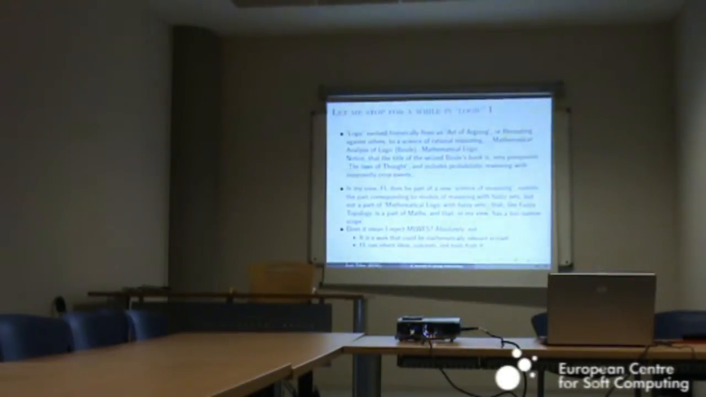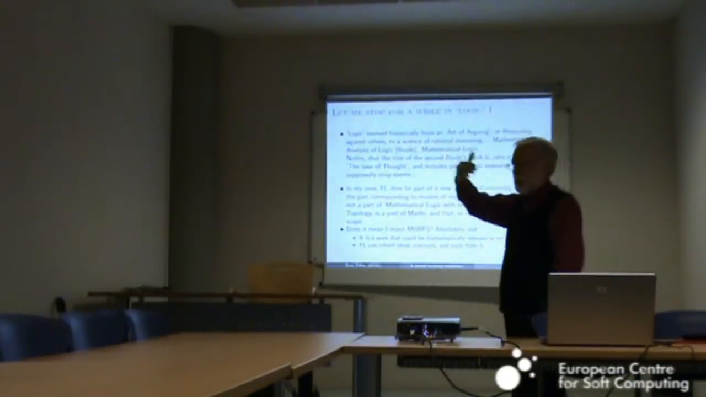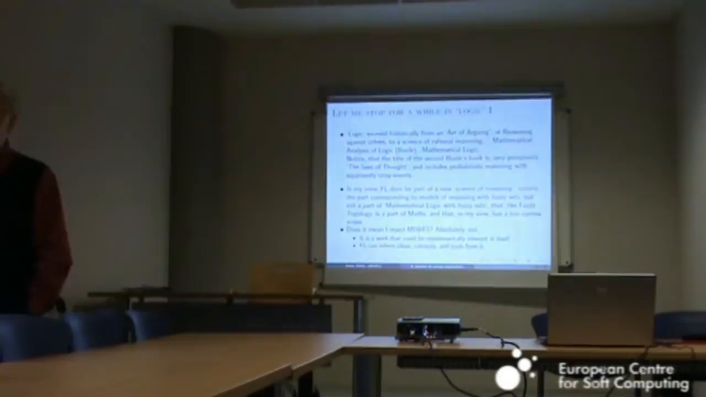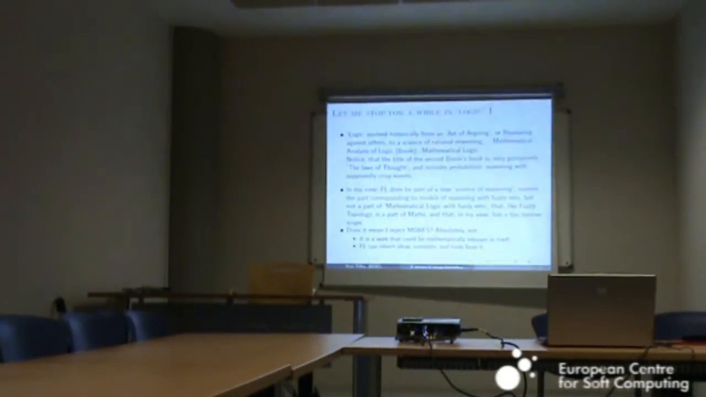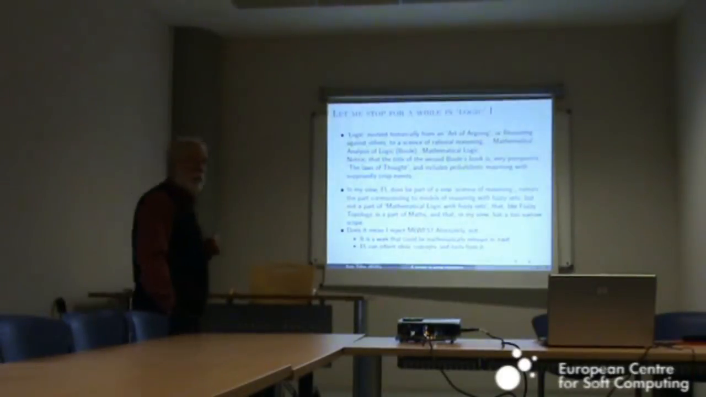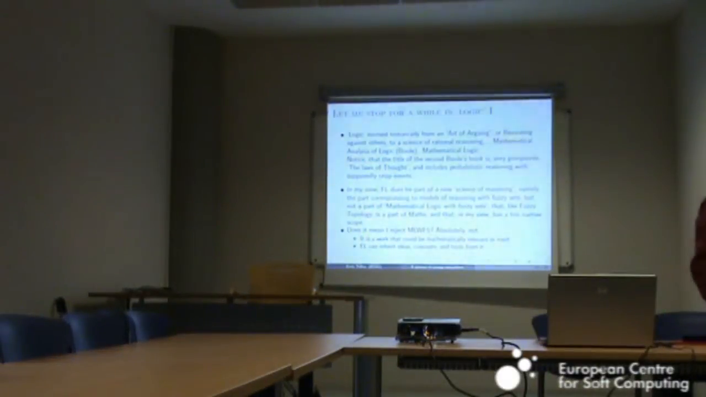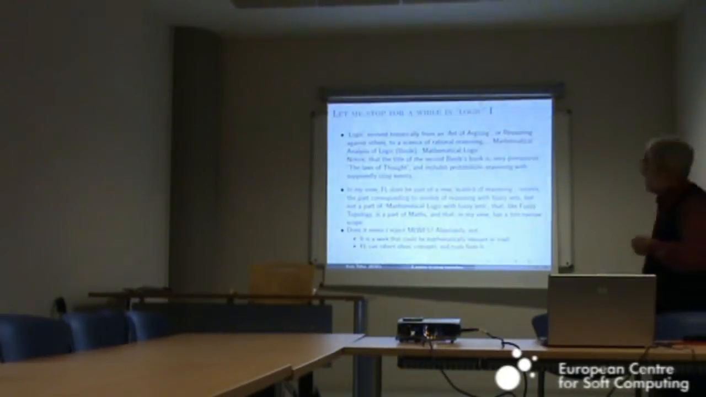Logic evolved historically from the act of arguing, reasoning against others. We discuss with people in the public square. I need to argue, I need to show my opinion, my views by arguing, and usually I am arguing against other people. It evolved to a science of rational reasoning. And remember that rational is a Latin word that comes from ratio. The Greek term was not ratio, it was logos, that means word. Logos just means word. The expression of ideas by words.